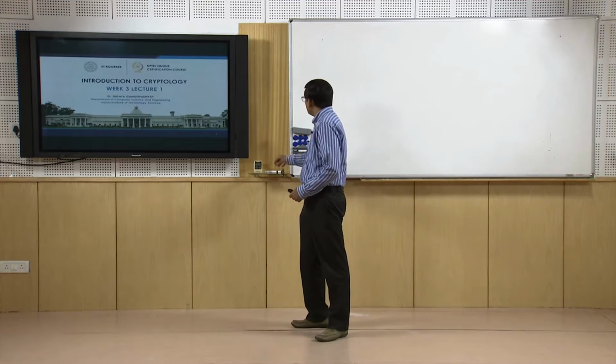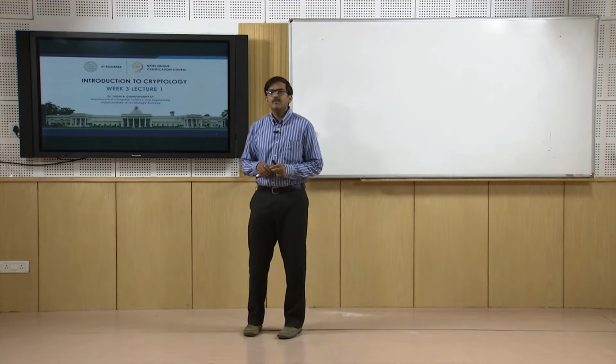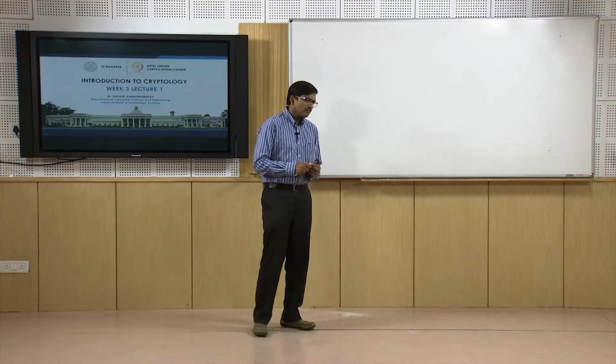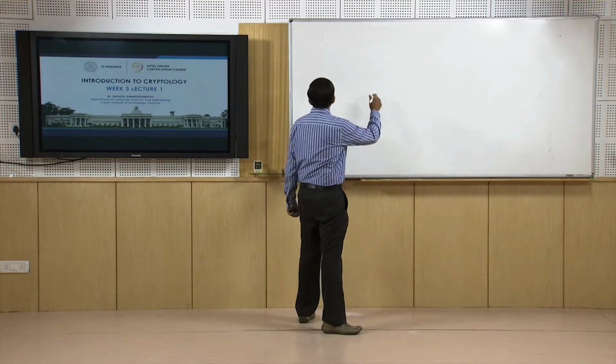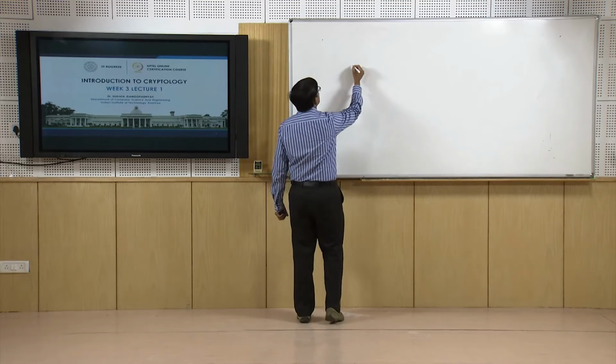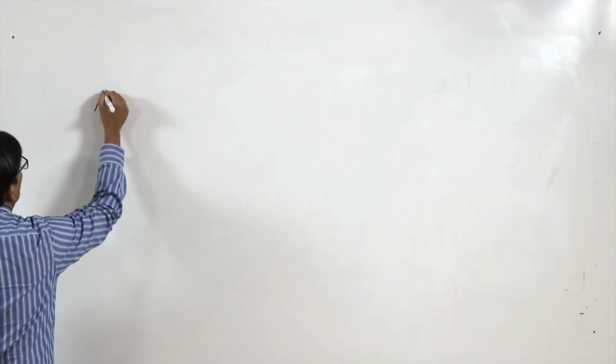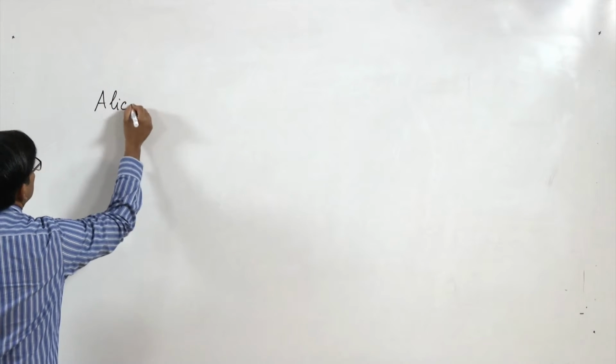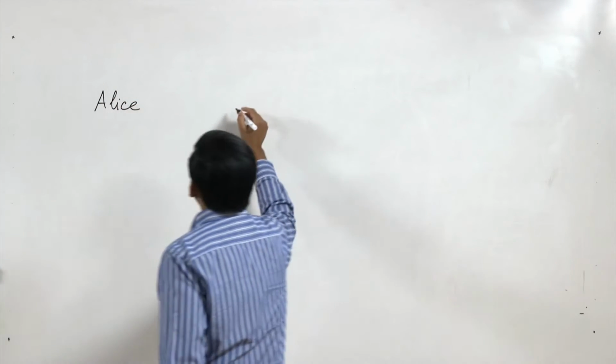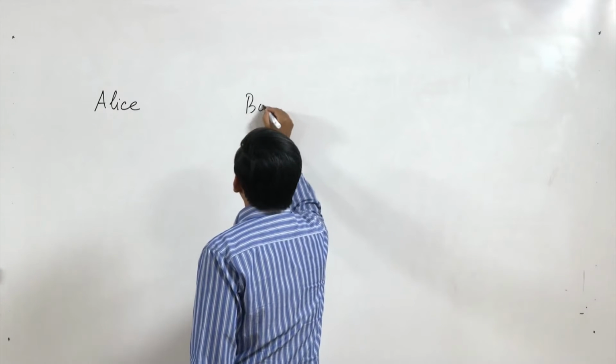Of course, the first question that comes to mind is: what are public key cryptosystems, and what is symmetry and asymmetry in a cipher? Now, for that, let us think of what we have done already. We have been looking at situations where Alice, the sender, wants to send a message to Bob.